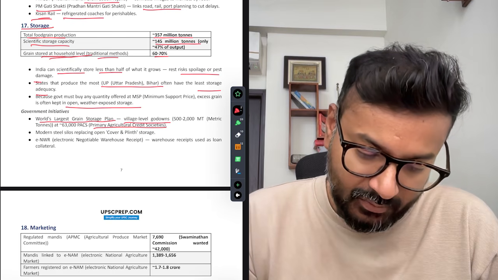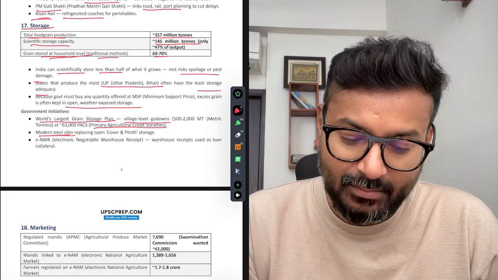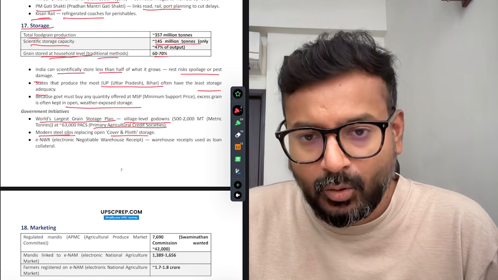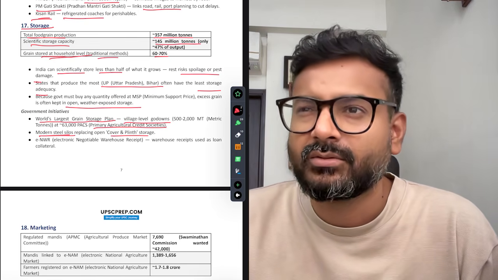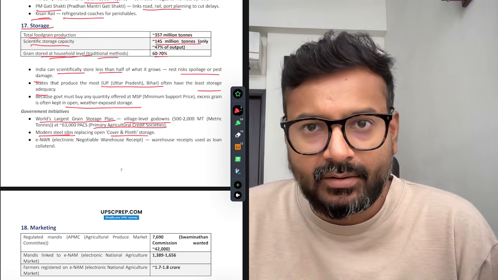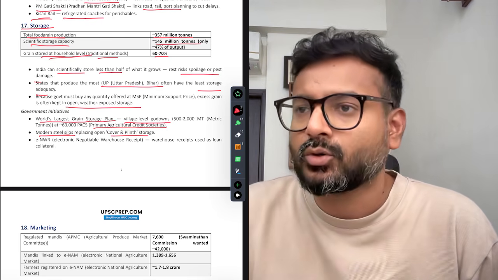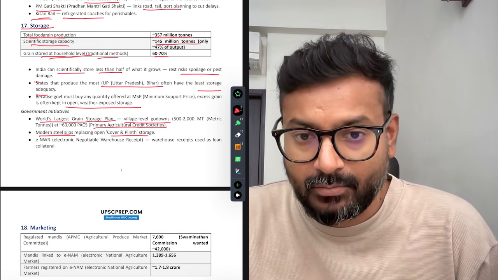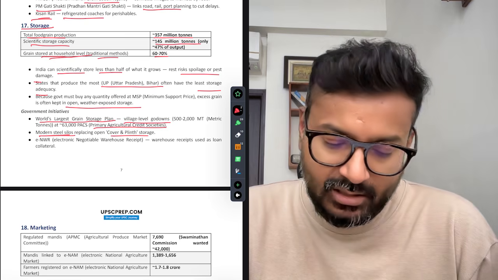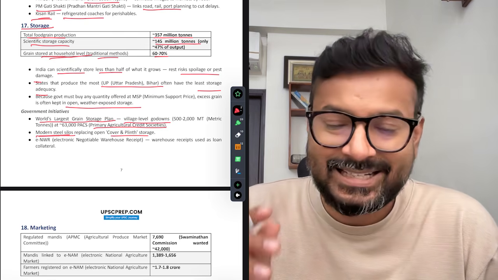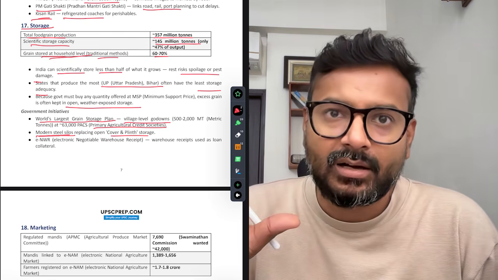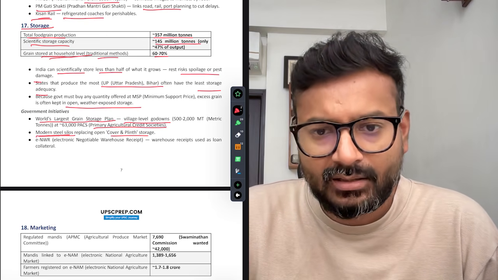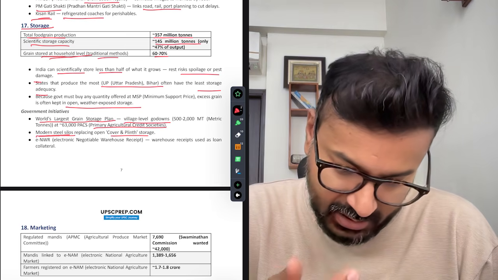Then there is also a lot of work towards modern steel silos, replacing open cover and plinth storage. Right now, a lot of storage is being done in open areas. If you go to a mandi, you would see large heaps of wheat or rice openly lying there, with no protection from rain or moisture or from rodents, rats, etc. Instead of that, the government is erecting modern steel silos, which will be more temperature and moisture controlled, and safer storage will be done.